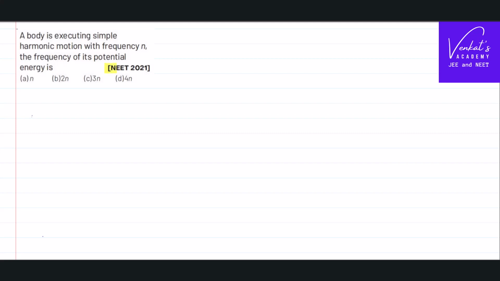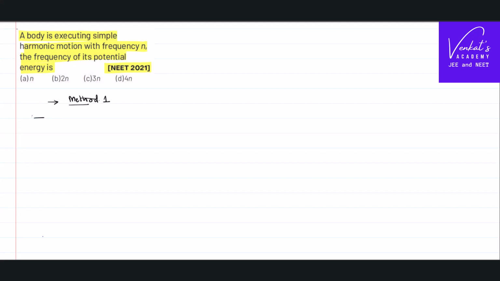We are solving a NEET 2021 question in oscillatory motion. The problem is like this. A body is executing a simple harmonic motion with frequency n. What is the frequency of the potential energy? You can solve this in two ways. First, I will solve by method 1, the easy method. And I will also explain the mathematical way of understanding that.